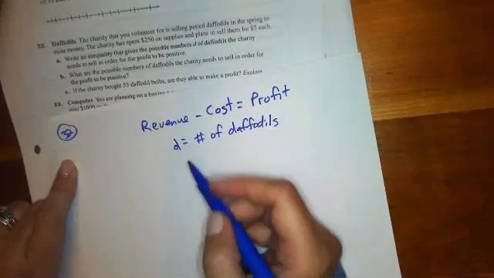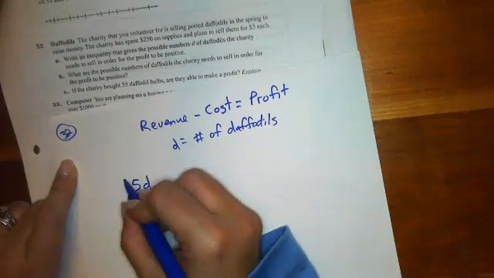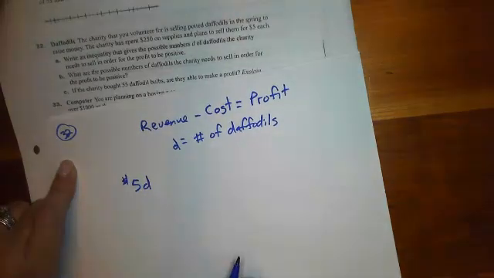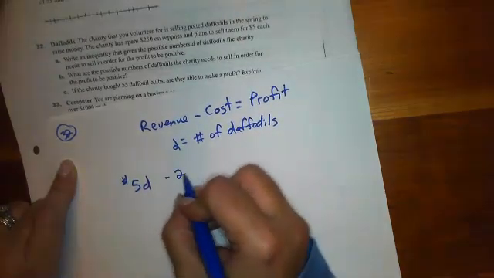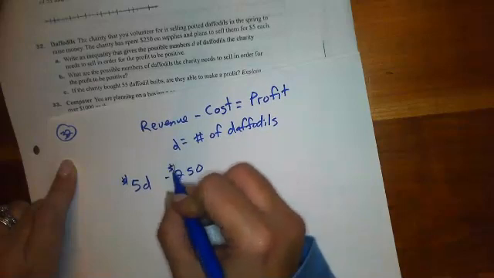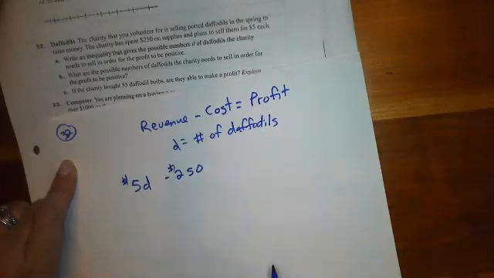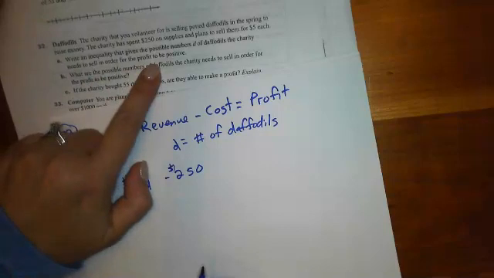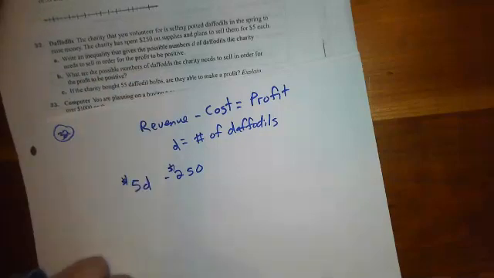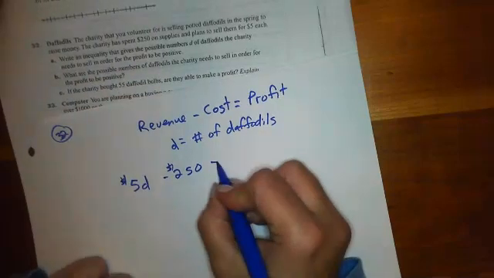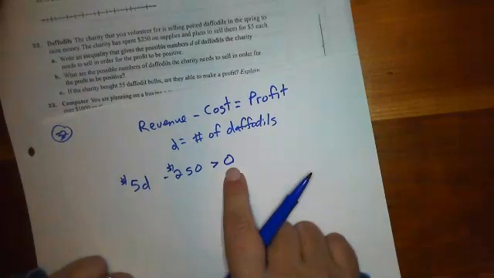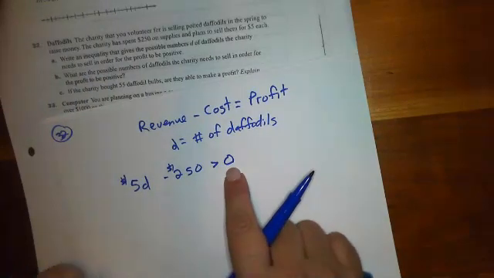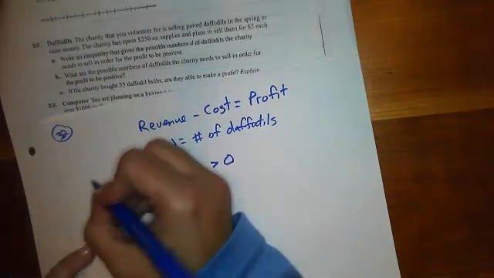Okay, so now we have 5D, right? I'm going to put that dollar sign there. And what are we spending? We actually spend $250 on supplies, so we're going to subtract that. And I hope you recognize that in order for the profit to be positive, you have to make more than zero, greater than $0, right? So we're going to say greater than 0, because if we make greater than 0, then we've made a profit. Okay, so that's part A.